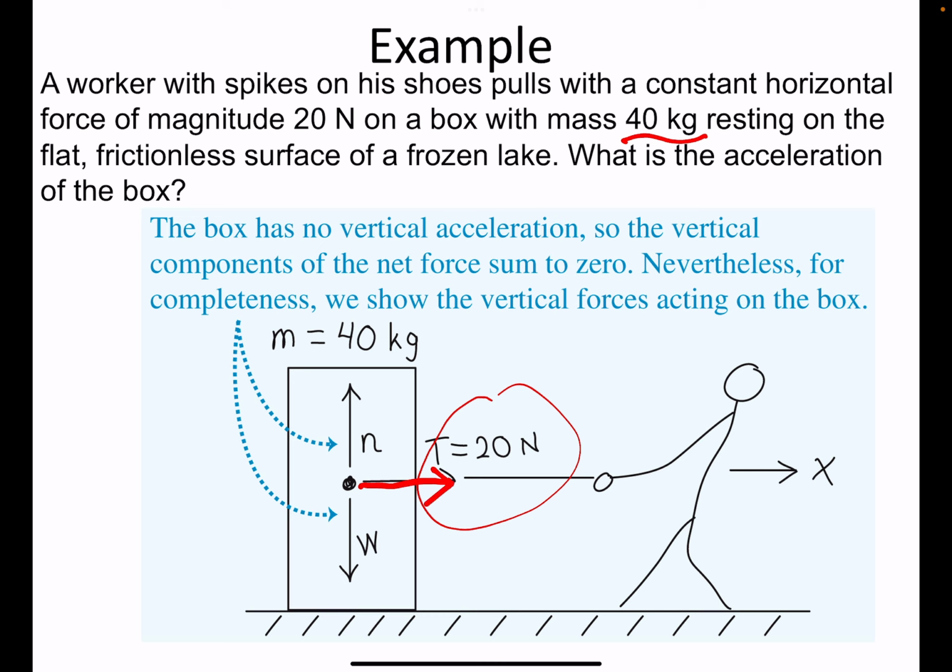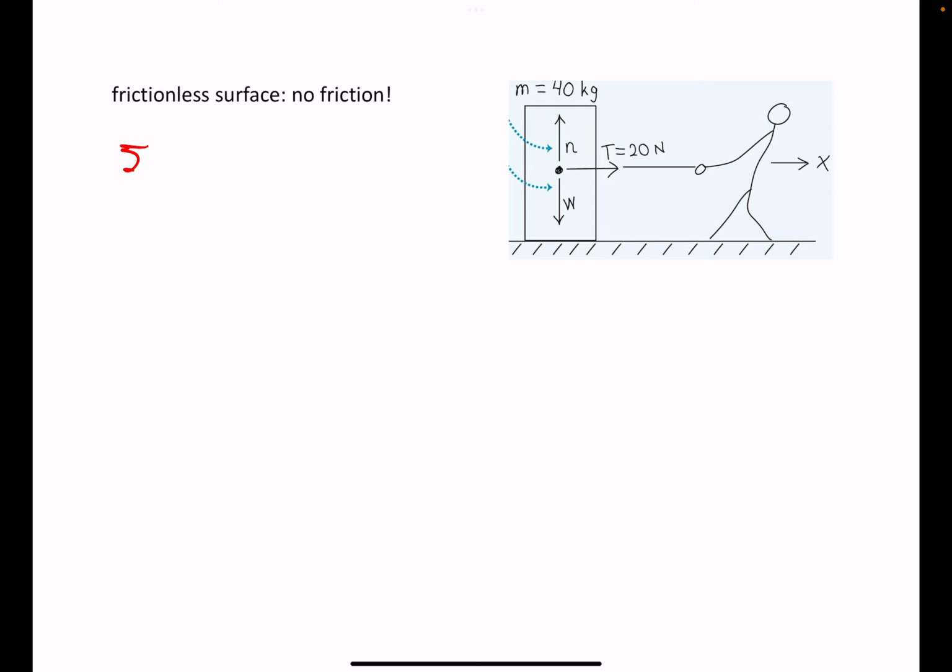So we have tension pointing to the right, normal force pointing up, weight pointing down. And this is our x, this is our y. So the net force in the y direction has to be 0 because the box doesn't have any movement in the y direction. Hence, acceleration in the y direction has to be 0. The net force in the x direction is not 0. It has a net force. So what's the net force in x direction?